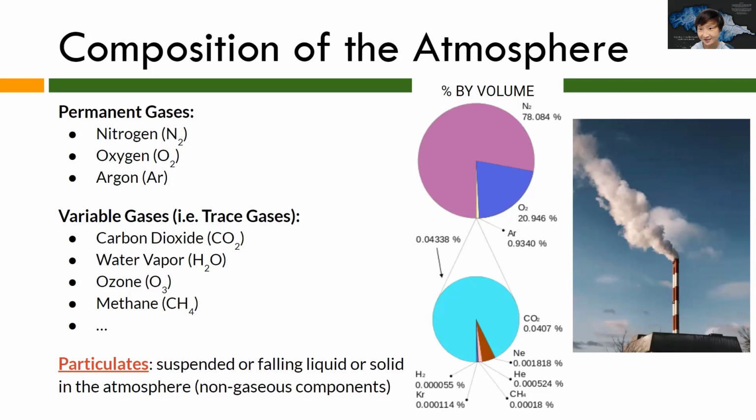And particulates. Those particulates are not gas. They are suspended or falling liquid or solid in our atmosphere, the non-gaseous components of our atmosphere. So 3 key things right here. Make sure you understand the difference between permanent gas and variable gas, the top 3 permanent gases, and a few examples of variable gases.